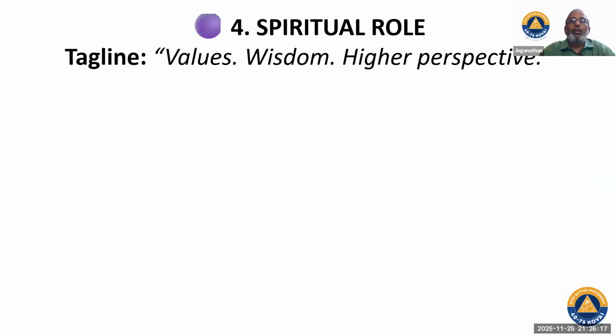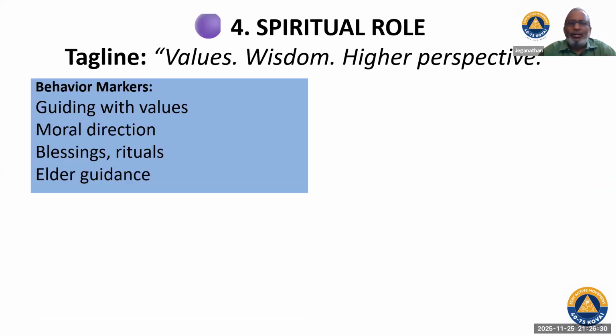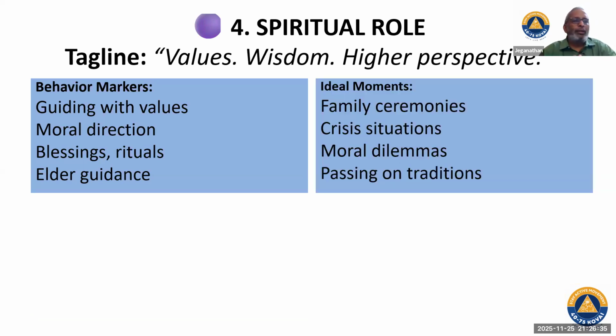The fourth and final role is the spiritual role: values, wisdom, and higher perspective. Simple. By now you would have understood what role is going to happen here. In the behavior markers: guiding family members with values, moral direction, blessings, rituals, elder guidance. All these things pertain to the behavior markers. These are the behaviors expected from the spiritual role.